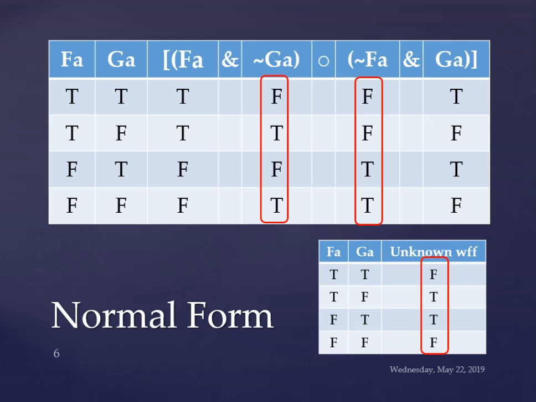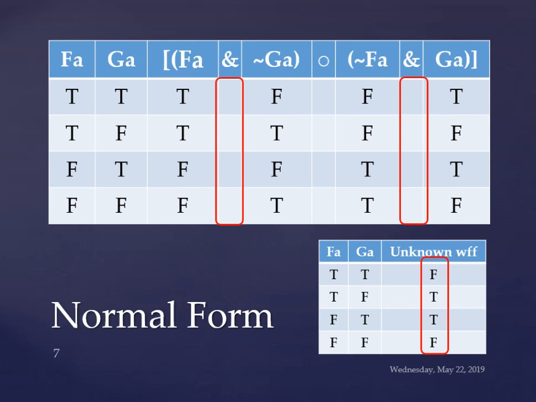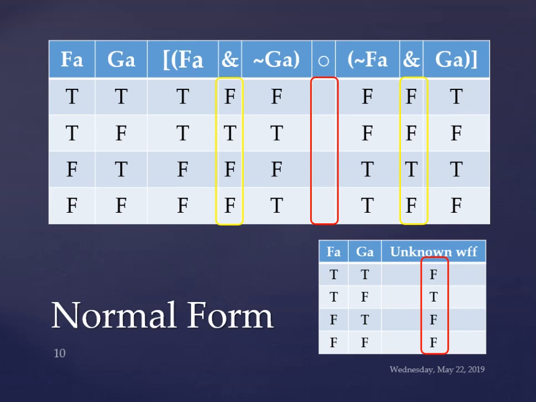Now I'll solve for the conjunctions. I'll find the two places where they're true. That's going to be in the case where both sides of the conjunction are true. Then in every other case, I know that it's false. And now I'm going to solve for the main connective. So in that first row, we have a false and a false, so that's going to be a false.